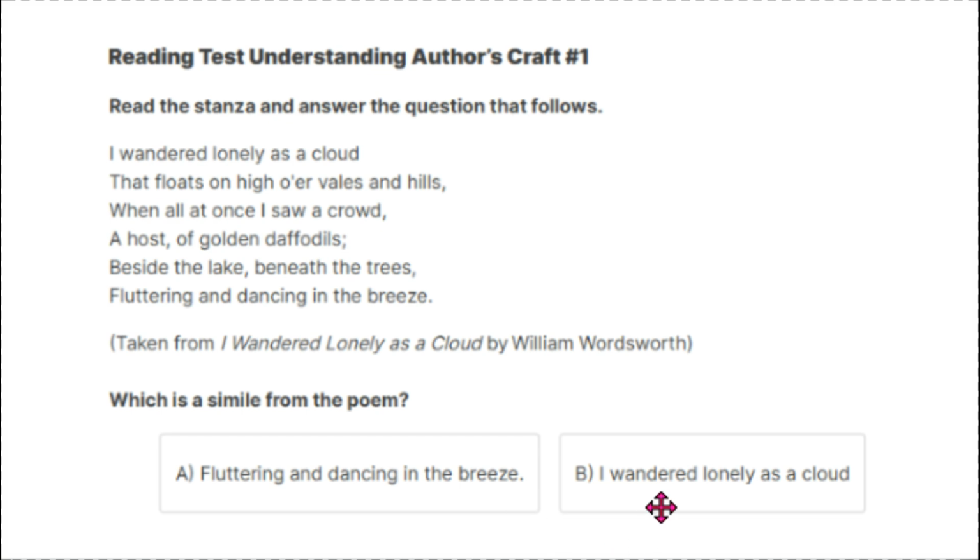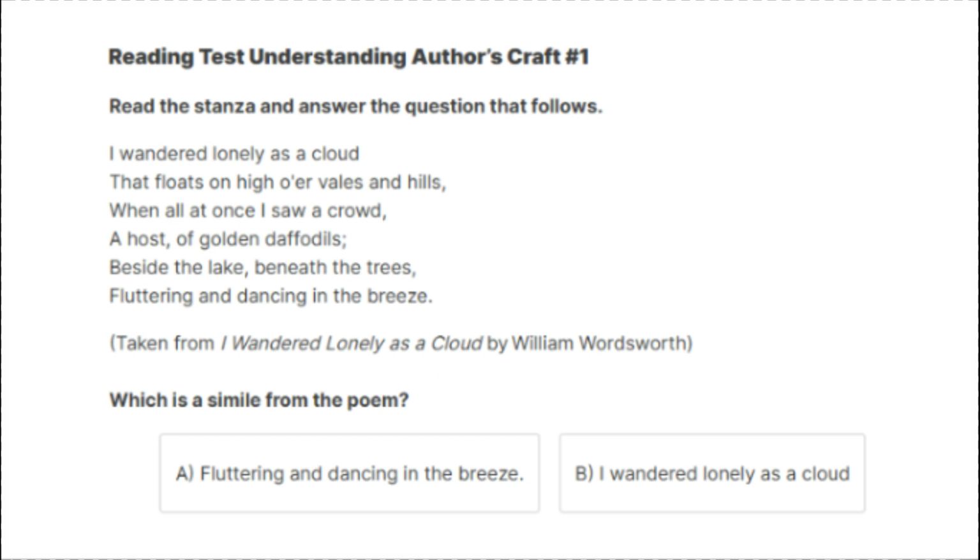Whereas the answer B says, I wandered lonely as a cloud. So he's talking about himself. Are people clouds? No, definitely not. But he's relating the way he was walking around to being cloud like. So I see that key word as that definitely gives me a big hint that this is a simile.